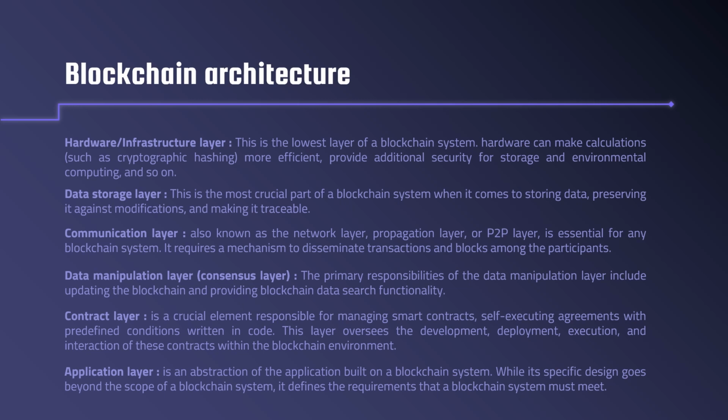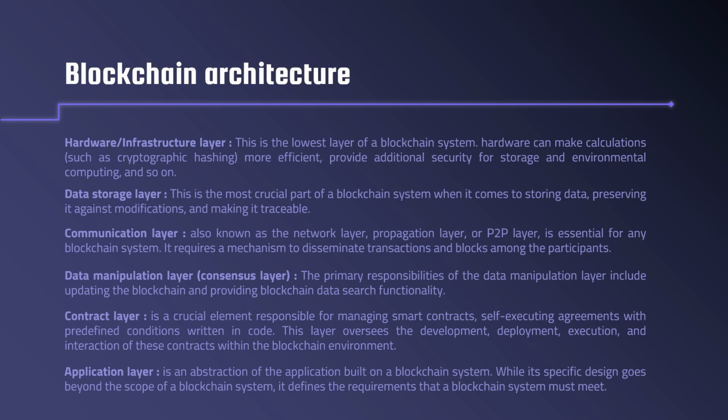Data manipulation layer, known as the consensus layer. The primary responsibilities of the data manipulation layer include updating the blockchain and providing blockchain data search functionality. Since an update must be a coordinated decision in a decentralized environment, with a lack of trust among individual participants, the consensus protocol plays a central role in all blockchain systems.